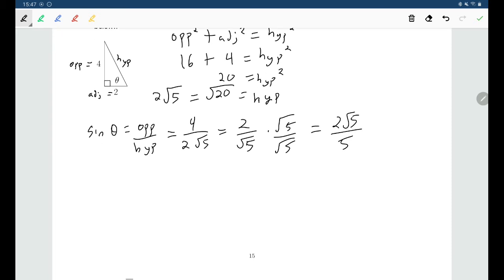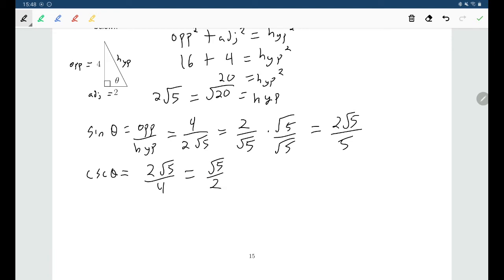And while I'm here, since I have sine, remember that for sine of theta, the cosecant would be its reciprocal. So I know once I've got sine, I can easily find what cosecant is. Cosecant should be the reciprocal of that. We found sine of theta was 4 over 2 root 5. So cosecant would be 2 root 5 over 4, which in simplest terms is root 5 over 2.